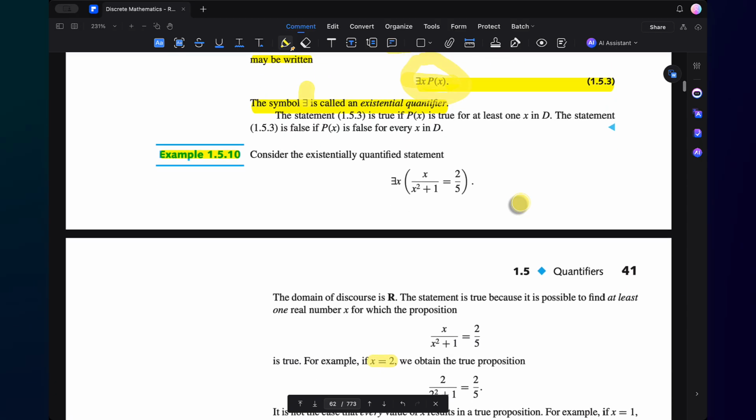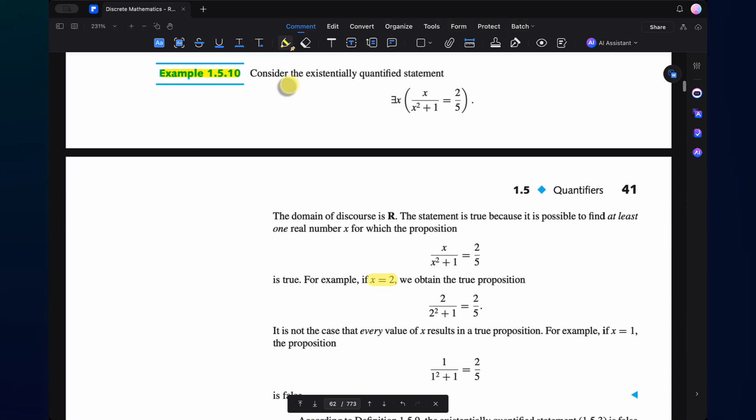Let's take a look at this example. Consider the existential quantified statement: there exists an x, and normally I'd throw in a "such that."